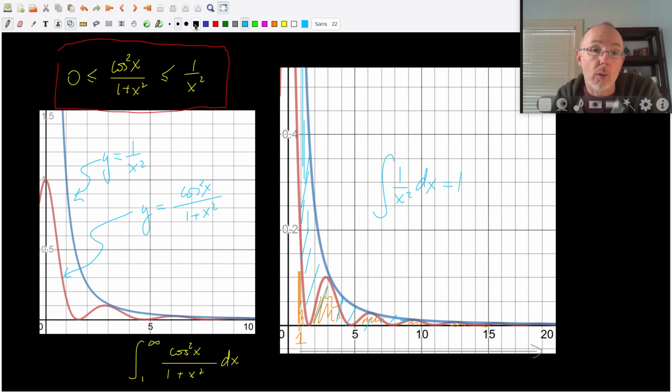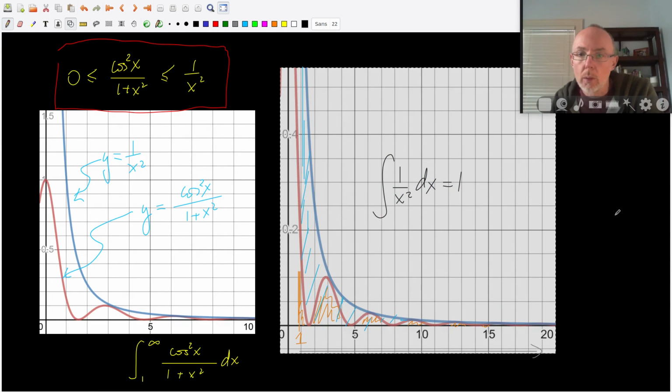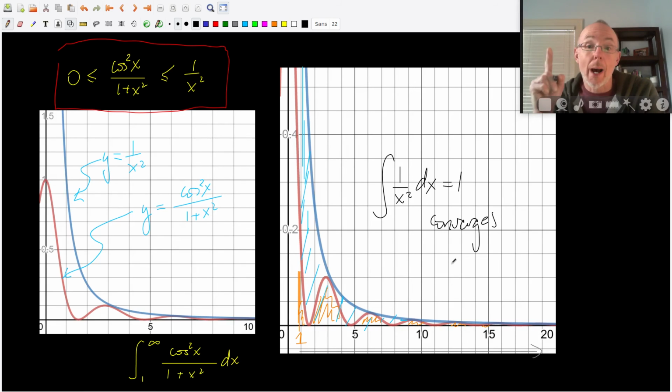I could do that integral, right? We actually did that integral. Let's make it black so we can see it. We did that integral. It's 1. It's finite. It converges. In other words, the total area under the blue curve, starting at 1 and going off to infinity, is 1. It's finite. It converges. And therefore, the area under the red curve, which is less, must also converge.